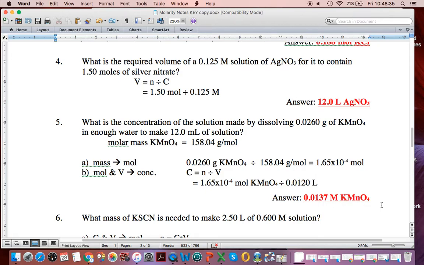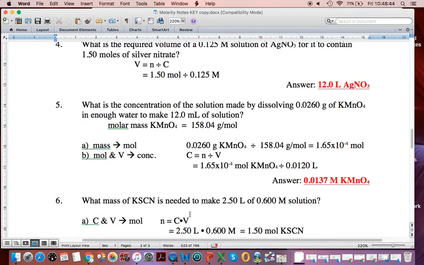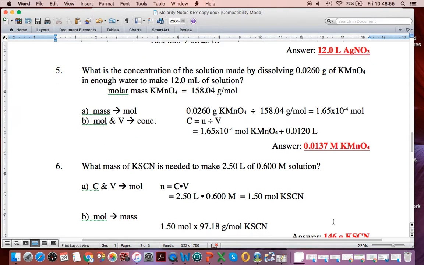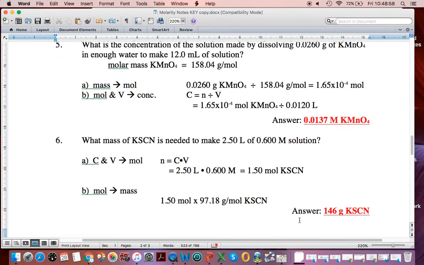Number 6 is going the other way. We're given a concentration and volume. That means we can get our moles. And our last step will be asking to get the mass. This thing's already in liters, so that's very nice. So we multiply through. And we go 0.6 of 2.50 is 1.50. And we take that moles, multiply by the molar mass of KSCN, and we get 146 grams of KSCN. So the pain in the keister of 5 and 6 is you need molar masses.